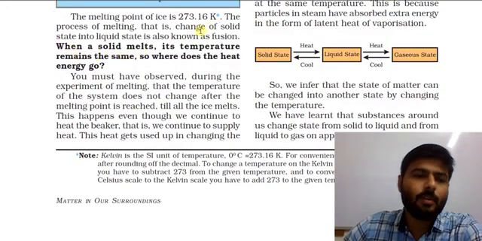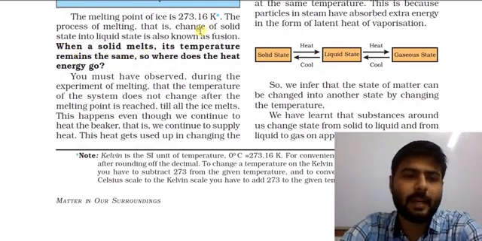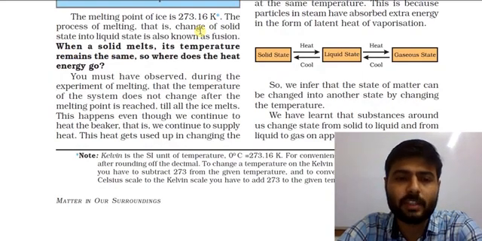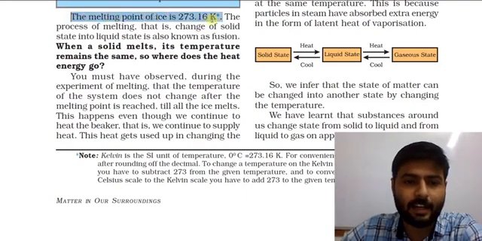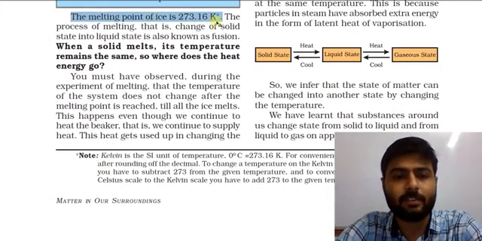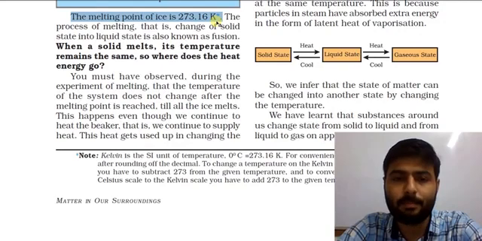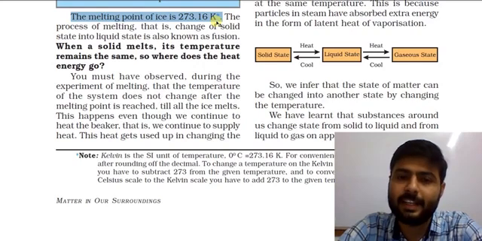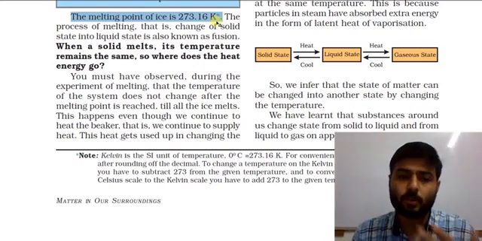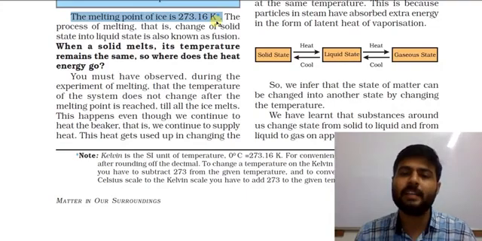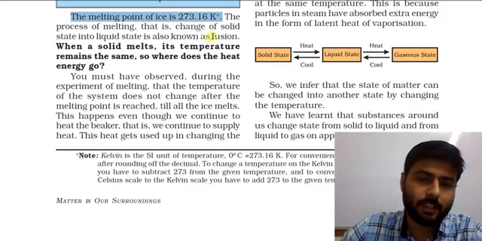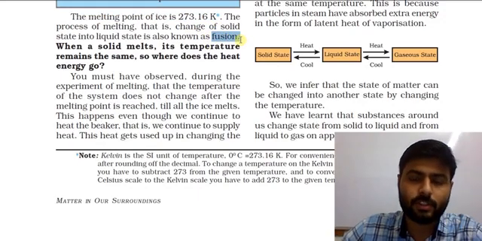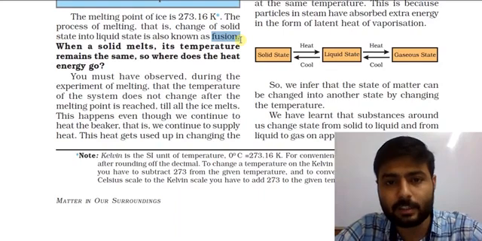Now we have noticed that the melting point of ice is 273.16 Kelvin. We have to mark it and remember it. The process of melting, that is change of solid into liquid, is known as fusion. We have to mark this word and remember this definition. Change of state from solid to liquid is called fusion.